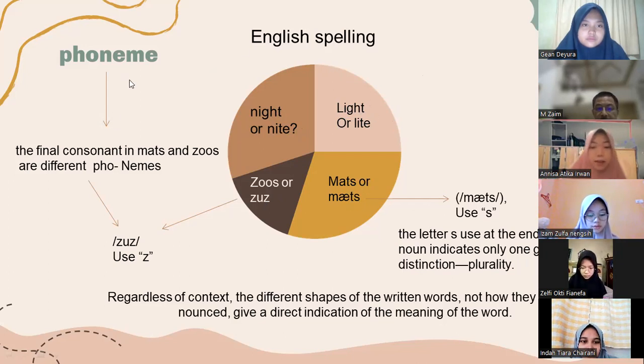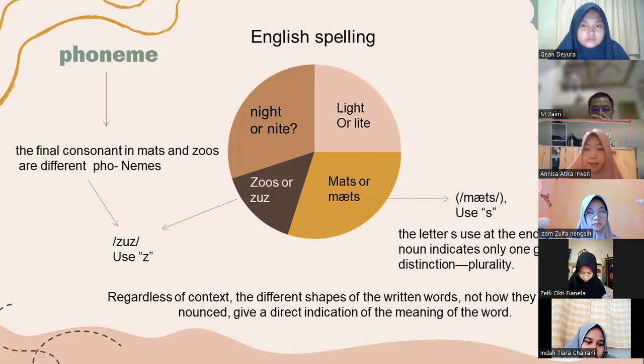So this is included by phoneme because the final consonant in maths and Zeus are different phonemes. Like this, Zeus, the last of the word used as s, but when we add the phoneme, it will become Zeus with the last sound Z. It is also maths or maths. When we add phoneme, it will become maths.